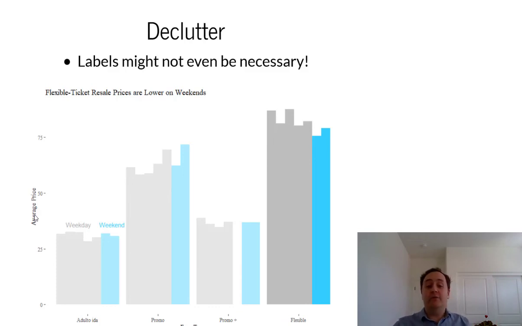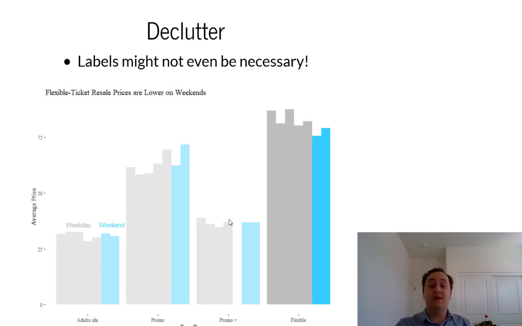I could go even further, right? So for example, the labels of the types of tickets are sort of tiny and they're down here at the bottom. It'd probably be better if I could move them up to the top where you're actually looking, right? Where's the actual information here? It's in the height of these bars. So that's where you're going to look, to the height of the bars. So what if the label was also there, right? We've already done it for weekday and weekend. We could do it for Adulto Ita, Promo, Promo Plus, and Flexible as well.